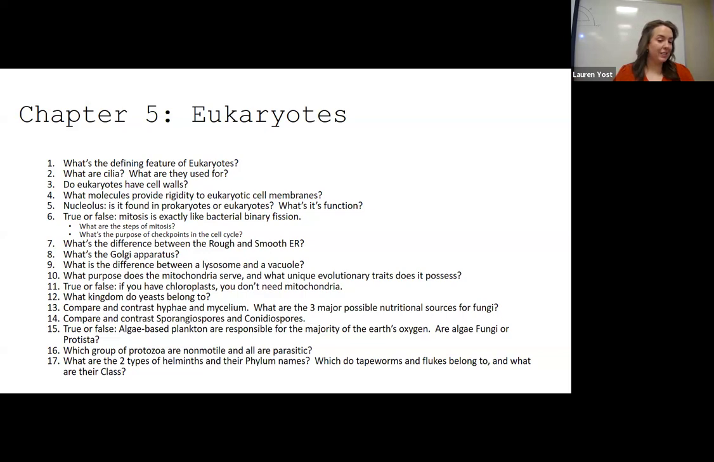What evolutionary traits does it possess? What the question is referring to is simply that it has its own chromosome, one big circular chromosome like bacteria would have. It has its own ribosomes that are like bacterial ribosomes, and it has a double membrane. It's all there to indicate that it used to be a bacteria at some point, which is pretty interesting when you think about it.